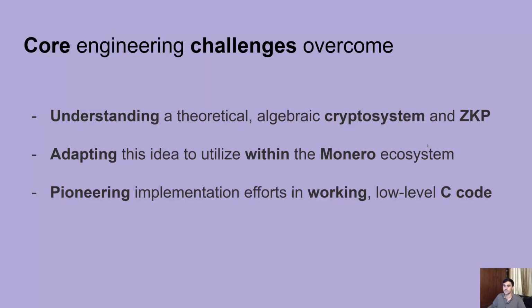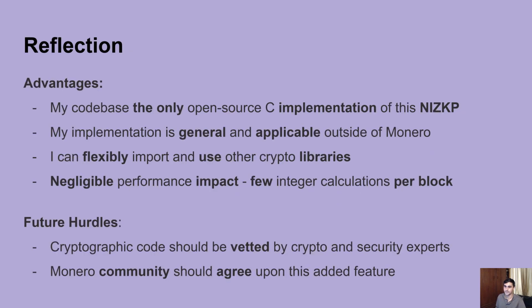So the core engineering challenges I've overcome in my project were to understand a theoretical cryptosystem and ZKP, adapt this idea to utilize within Monero, and then actually turn this into working low-level C code. My codebase is the only current open source implementation of this NIZKP in C. My implementation is general and applicable outside of Monero, just as a general voting system. I can also flexibly import and use other crypto libraries as needed, and there's also negligible performance impact. As you saw, we only need a few integer calculations per block.